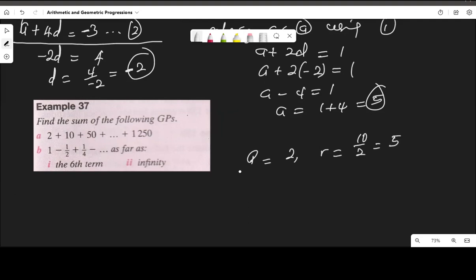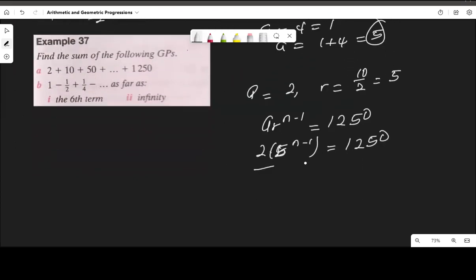Then we have to find the sum of the GP. The last term is given. The last term of a GP is A R to the power of n minus 1, and according to this it is 1250. If that is the case, we know A to be 2, times R to the power of n minus 1. I know R to be 5, so 2 times 5 to the power of n minus 1 equal to 1250.